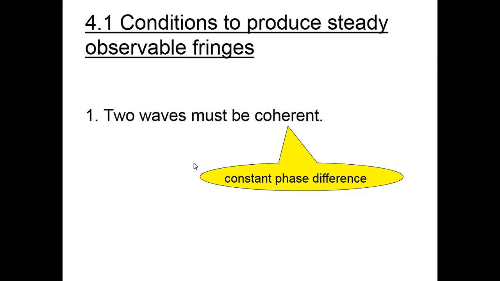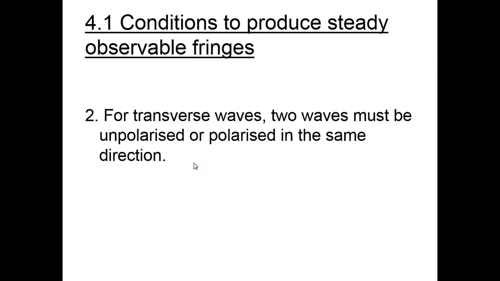Okay, the first condition is the two waves must be coherent, meaning they must have a constant phase difference. The two waves need not be in the same phase, but the phase difference must be maintained. For that to happen, the two waves must have the same frequency and the same wavelength. If we are referring to transverse waves, the two waves must be unpolarized, or they must be polarized in the same plane, so that we can have constructive and destructive interference. Imagine if they are not polarized in the same plane, then there will never be complete cancellation of the waves.